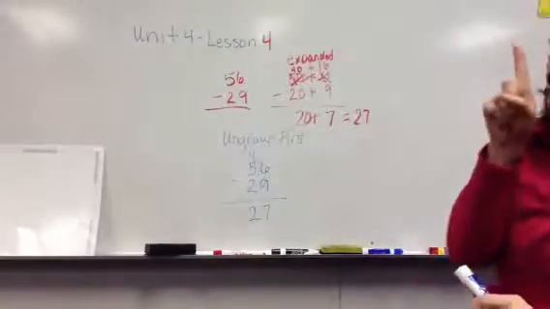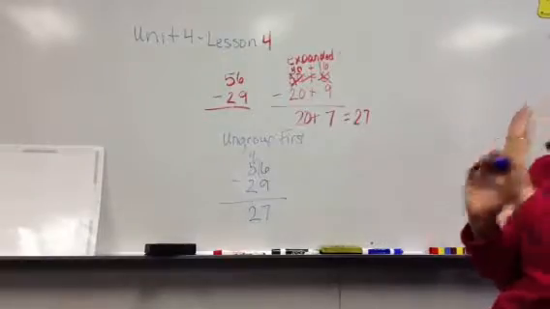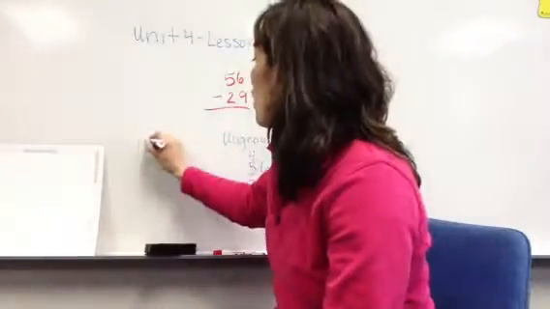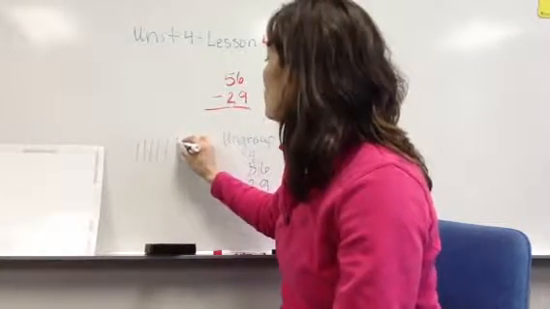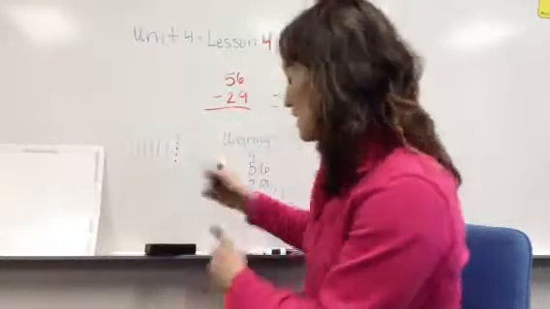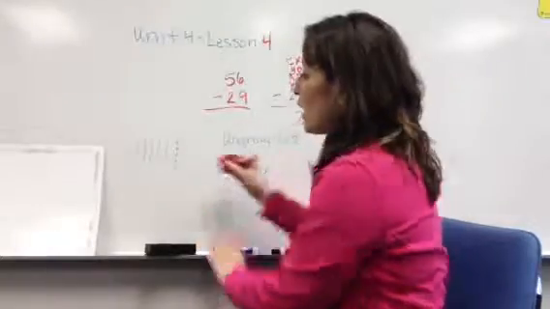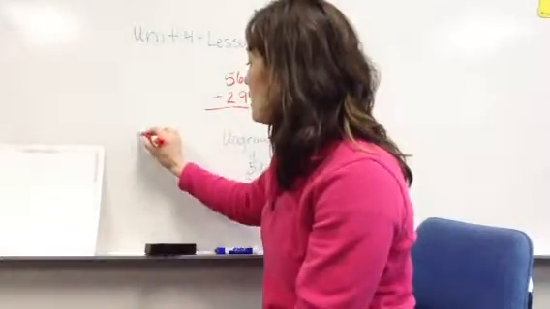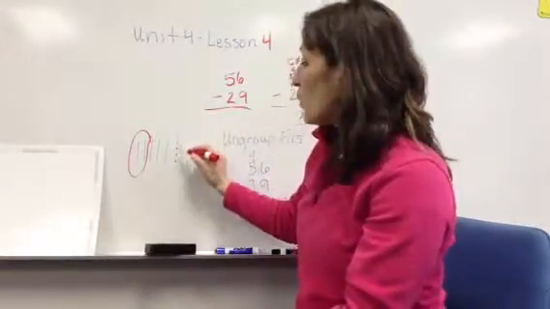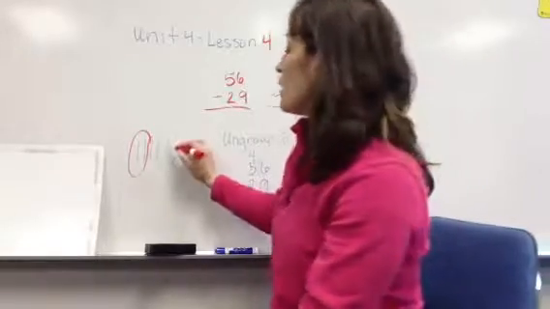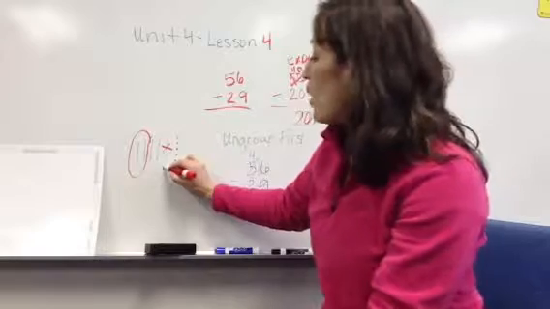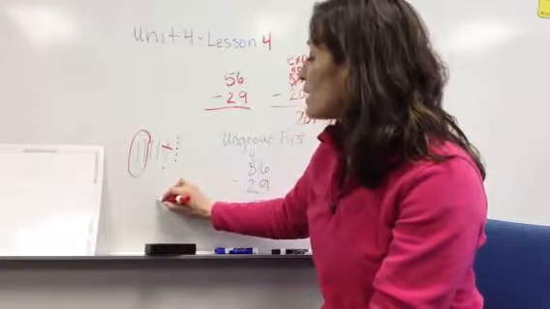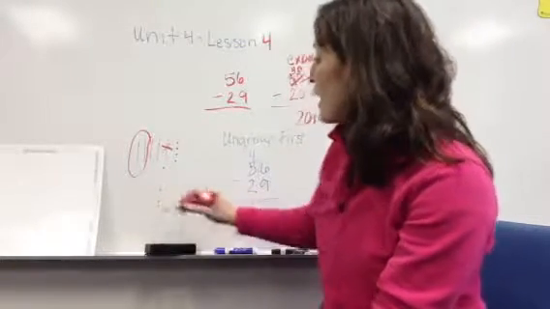Okay? Real quick, let's just go ahead and do one more drawing to match this. 10, 20, 30, 40, 50. 1, 2, 3, 4, 5, 6. And we're taking away 29. So let's circle what we're taking away. 10, 20. Uh-oh, we only have 6 ones. So I need to break this 10 into 10 ones. 1, 2, 3, 4, 5, 6, 7, 8, 9, 10.